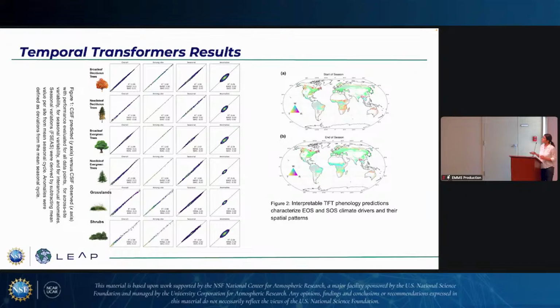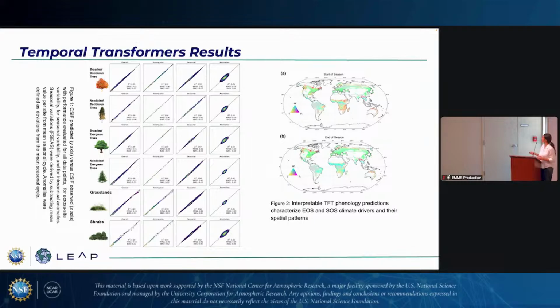This performance is also important to note that it is doing great in interannual anomalies. So it is able to predict an earlier spring onset or a later senescence based on the differences or possible extreme weather events that happen and could change a specific site's phenology a specific year.